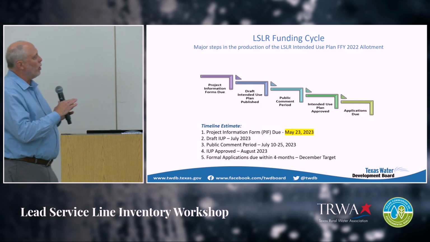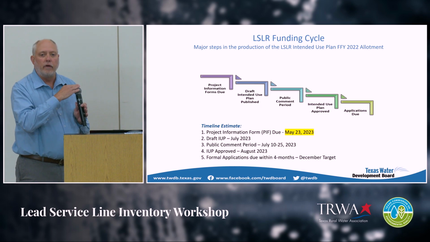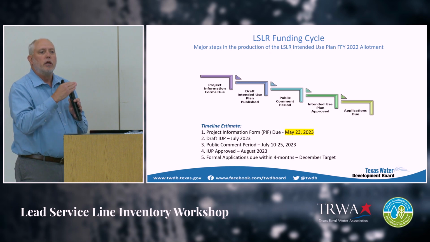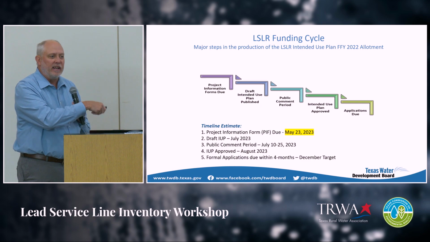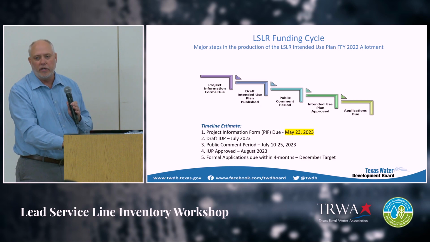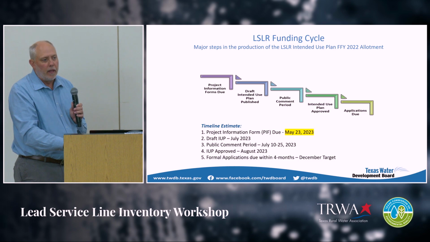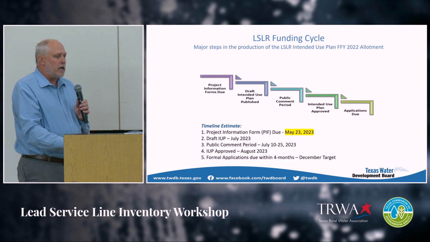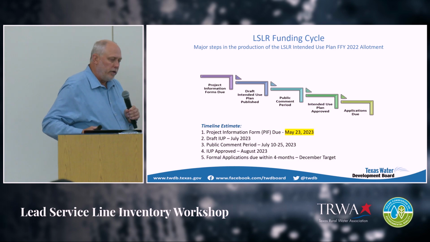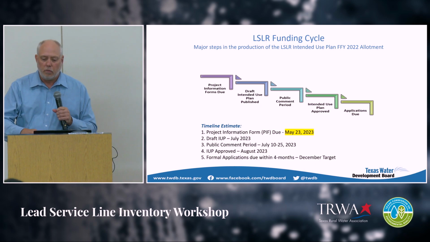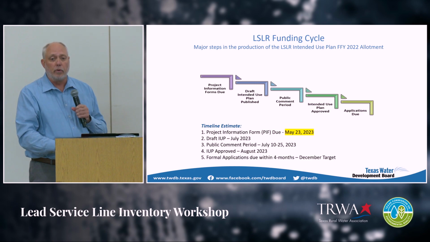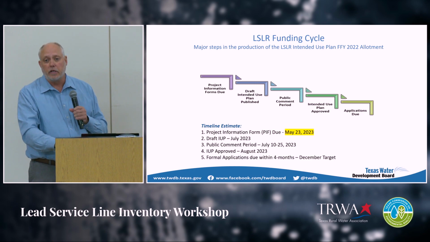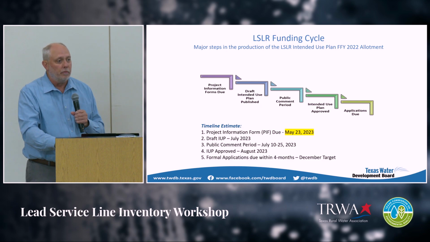The way the program works, this is typical for all of our state revolving fund programs. You submit that project information form. You notice the number is highlighted there. The date that's highlighted was yesterday, May 23rd. However, because of this tight timeline that we are under and you are under for this program, we are still accepting applications for this lead service line program. And we will for the next several, probably throughout the summer. You can go ahead and submit this application.